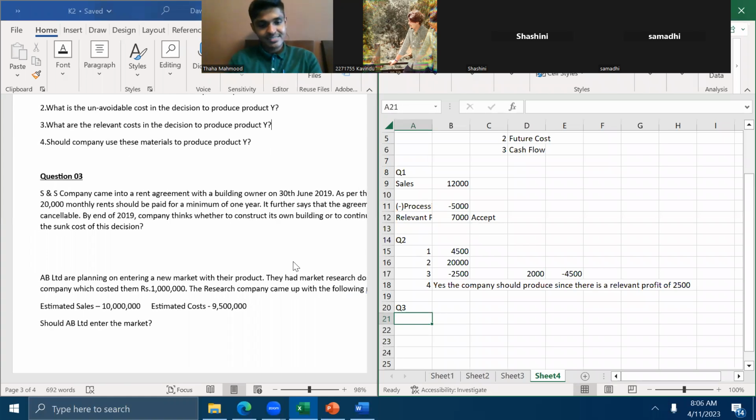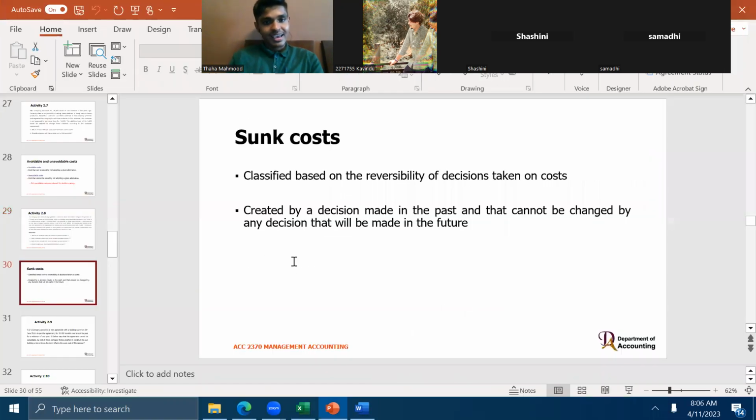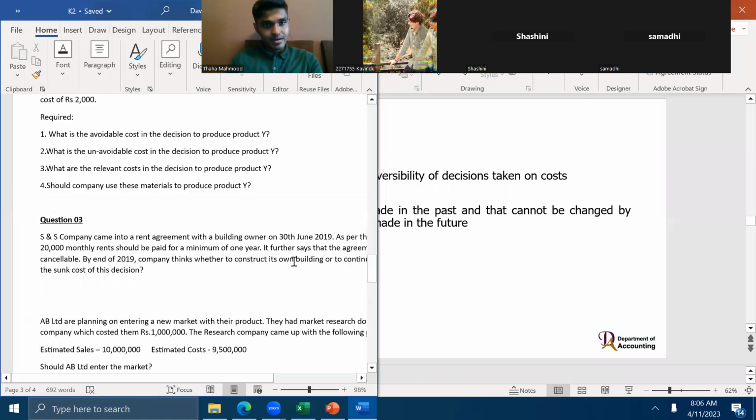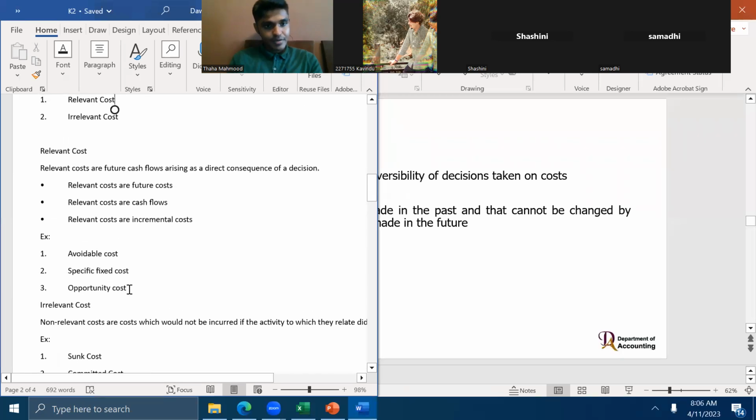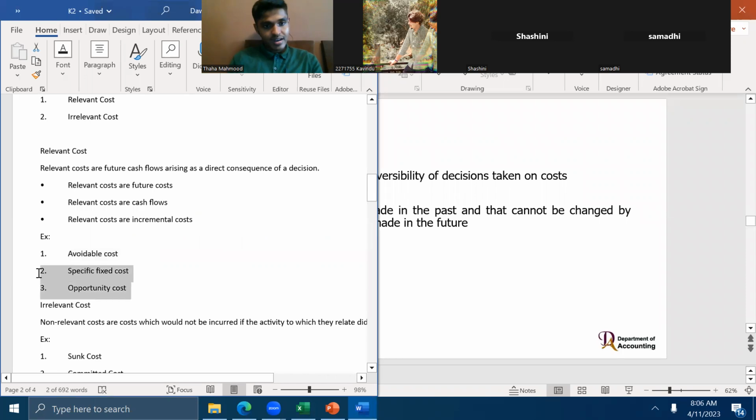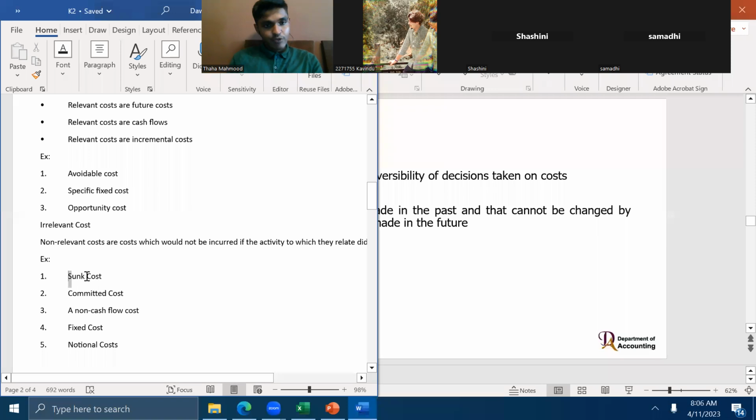As per the agreement, this is regarding sunk cost, I think. Like I said, sunk cost is also a cost which we incurred in the past. We have now done avoidable costs. Let me touch on the specific fixed cost and opportunity cost later on. Now we are moving on to sunk cost. Sunk cost is irrelevant cost.